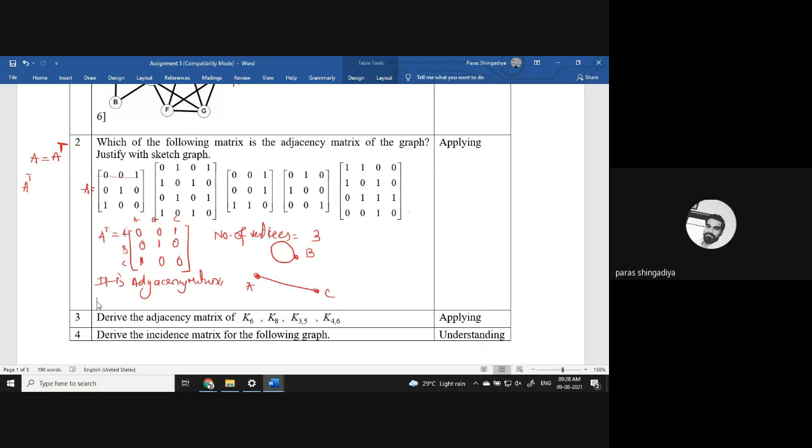Is it clear? First you have to verify that the matrix is an adjacency matrix, and how can we verify that? You have to find its A transpose, okay. And if A is equal to A transpose, then it is always an adjacency matrix. Is it clear? This first part.